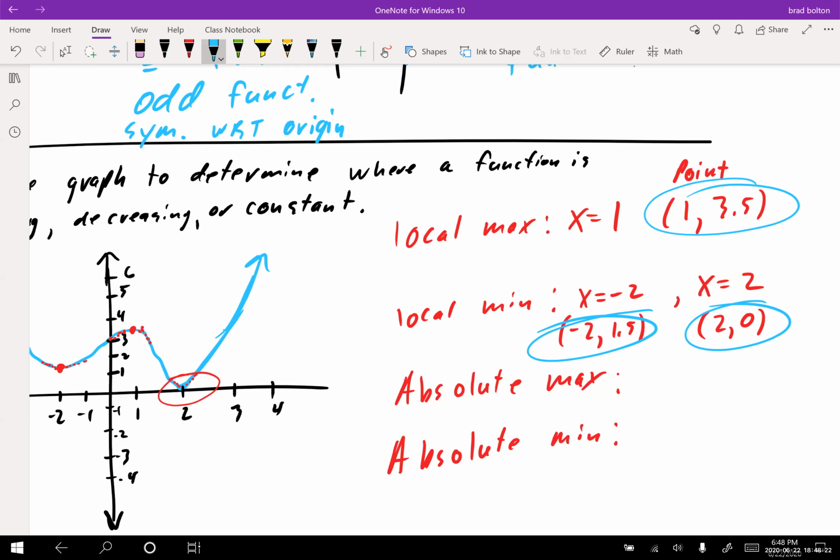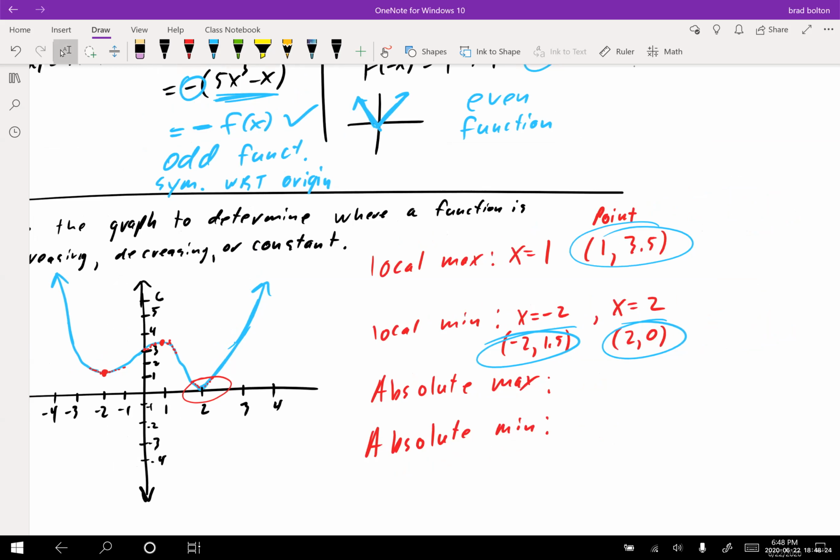Now, the difference between a local min and a local max and an absolute min and an absolute max is that an absolute max is the highest point on the graph. There is nothing higher than it. And an absolute min is the lowest point on the graph. There's nothing lower.